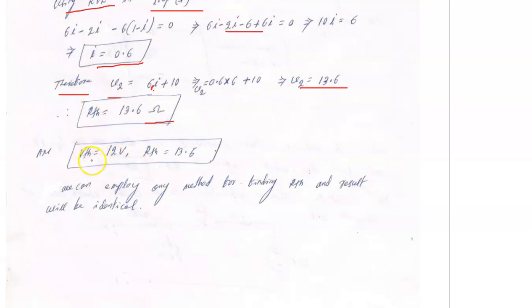So your Thevenin voltage was the 12 volt and the Thevenin resistance is the 13.6 ohm. Hope you understand this example.